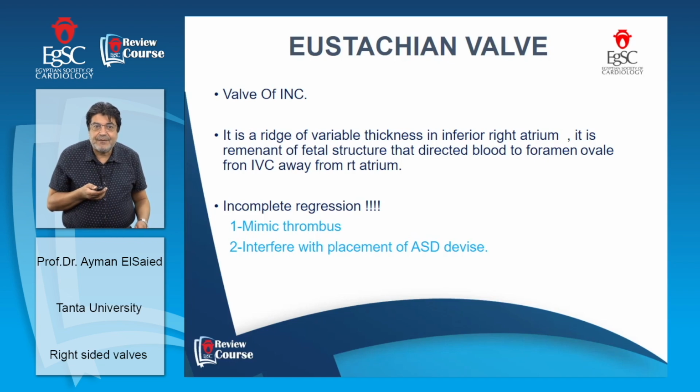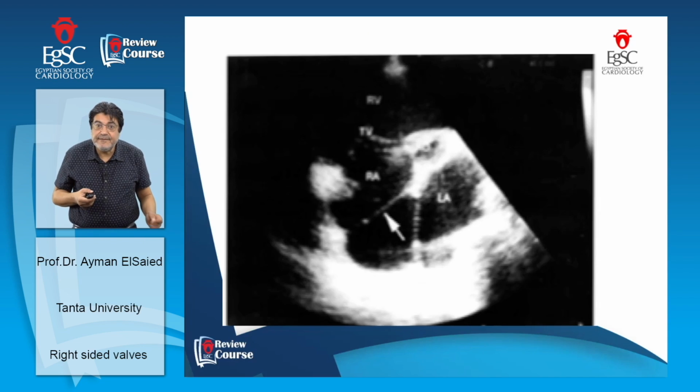What is the problem of the Eustachian valve? If it is a complete regression, it mimics a thrombus, so maybe thrombus is missed in the diagnosis of right atrial thrombus. Also it can interfere with placement of an ASD device in the course of closure of patent foramen ovale or ASD closure. And this is an example of Eustachian valve extended from the inferior vena cava to the interatrial septum, and this is normal, is present, and if it is persistent, it might mimic the thrombus, or it might interfere with implantation of a device in the course of ASD closure or patent foramen ovale closure.